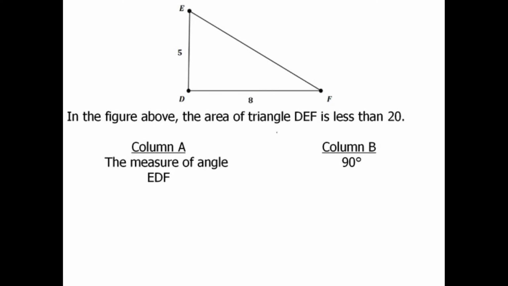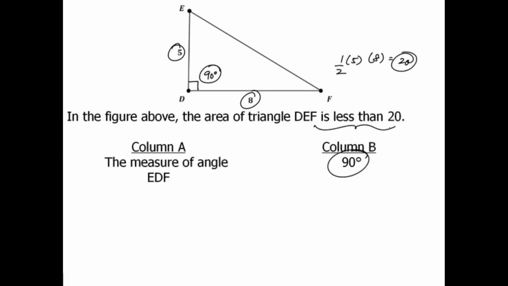So the first thing to note in this problem is that if this angle was 90 degrees, which is not the case here, in that case we know the area would be, this is our altitude, that's the base, would be 20. And that corresponds to that column B. Now, of course, the condition is that the area is less than 20, and we have to compare the measure of this angle to 90 degrees.